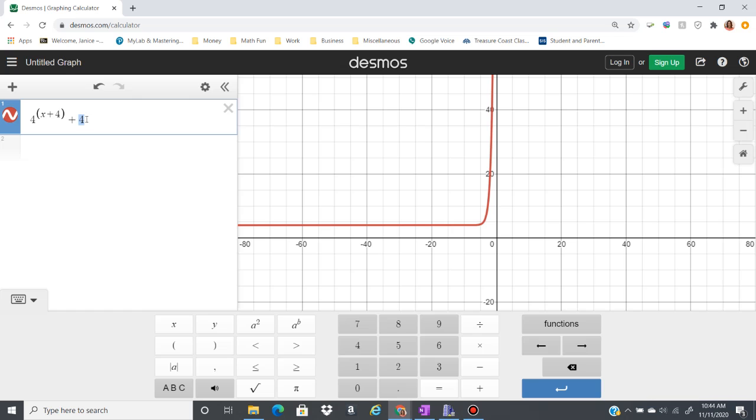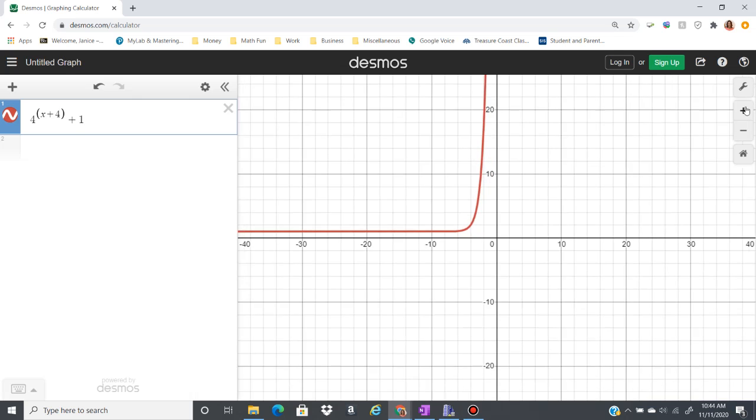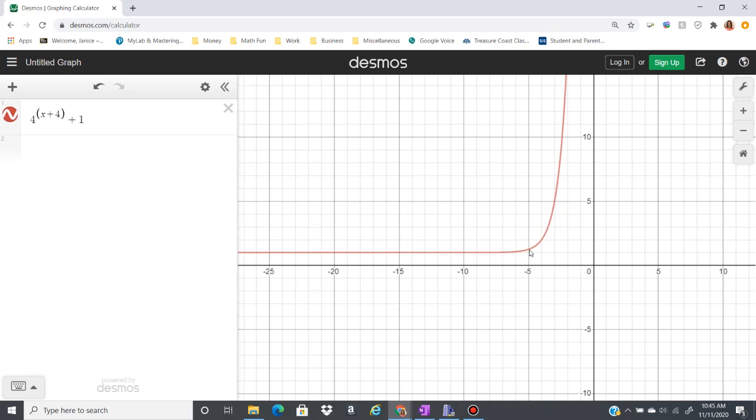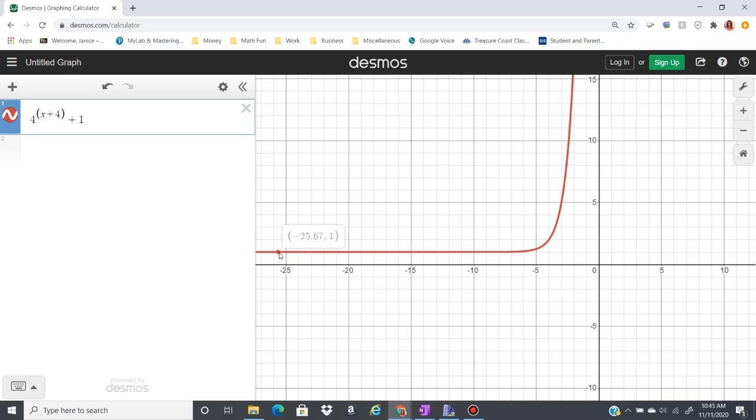There we go. Okay, and then plus 1. All right, so if I take a look at that graph, similar to what we looked at. So here is your asymptote at y equals 1. Okay, and then we're going to have our points here, -5, 1.25. There it is, right there. Then -4, 2, -3, 5, and then we keep going up.